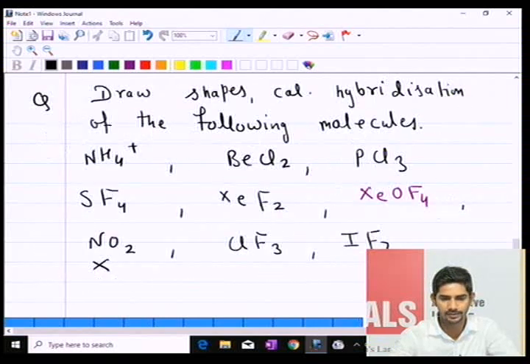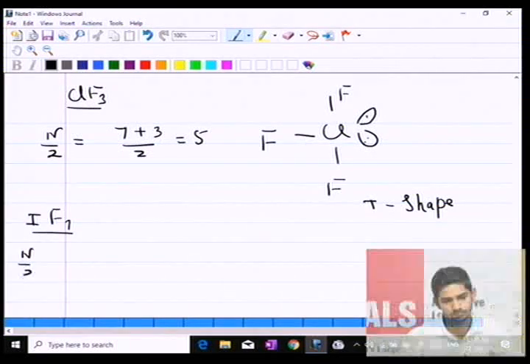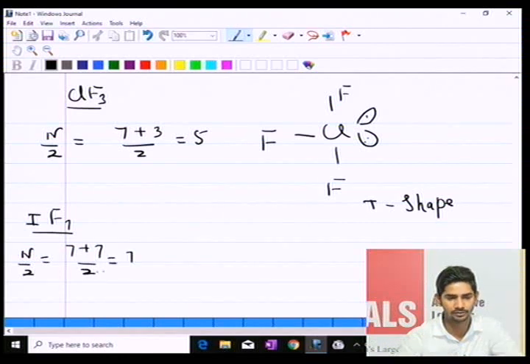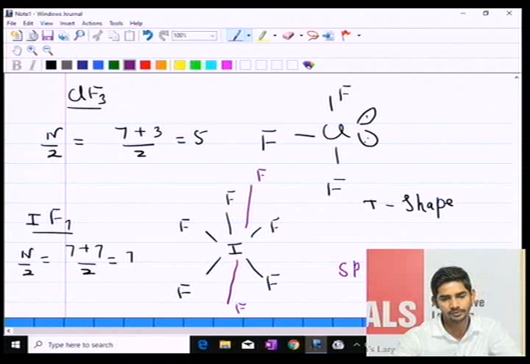What about the last one? IF7. The only known example of sp3d3 till now. 7 plus 7, divided by 2, will be equal to 7. So this actually looks like this. Pentagonal bipyramidal. IF7, hybridization will be sp3d3.